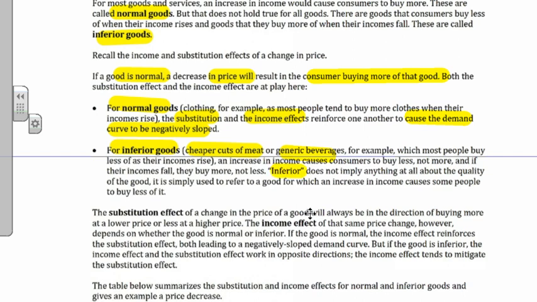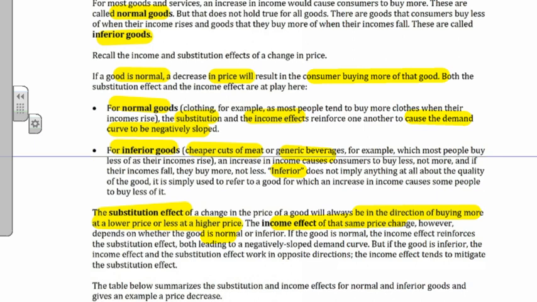And inferior doesn't mean anything about the quality, it's just what we call the good itself, which would cause people to buy more or less of it depending on their income levels. The substitution effect of a change in the price will always be in the direction of buying more at a lower price or less of it at a higher price.